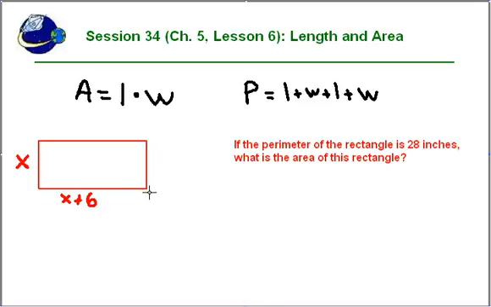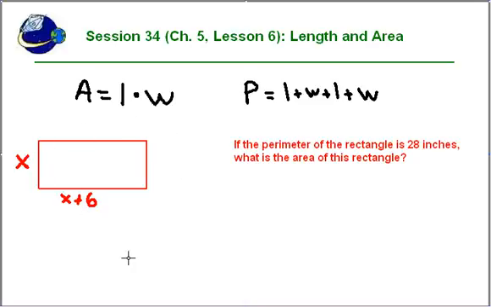Well, the clues that we're given so far is that the perimeter of the rectangle is 28, and then we know that the length is x and the width is x plus 6. So how do we attack this? First of all, let's find out what the perimeter is. Once we find out what the perimeter is, then we can write an equation to find out what the value for x is. And then once we find out what the value for x is, we can also find out what the length and the width are. And then once we find out what the length and the width are, we can calculate the area.